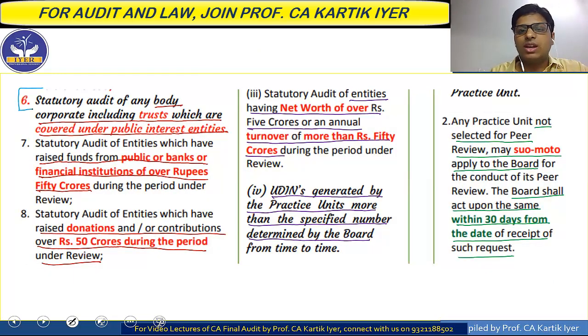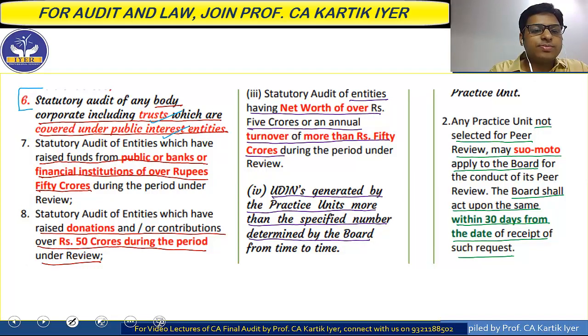Now see this. The font style has changed. So let's see this. Statutory audit of any body corporate, including trusts, which are covered under public interest entities. So now if I am doing the audit of such entities, then I'm doing the audit of level 1 entities, and my peer review will be done once in every 3 years.